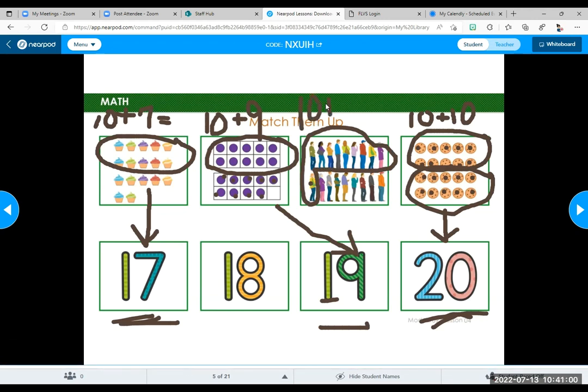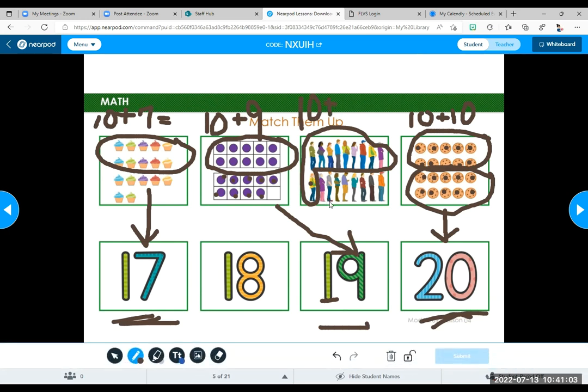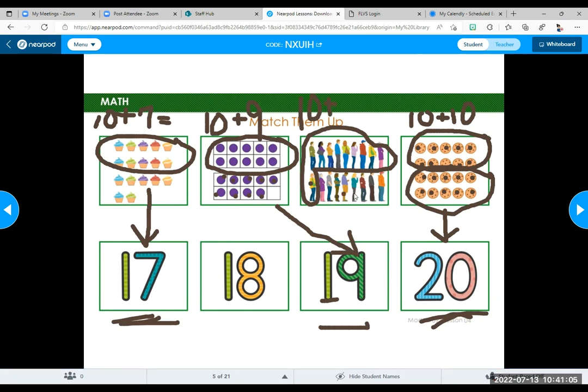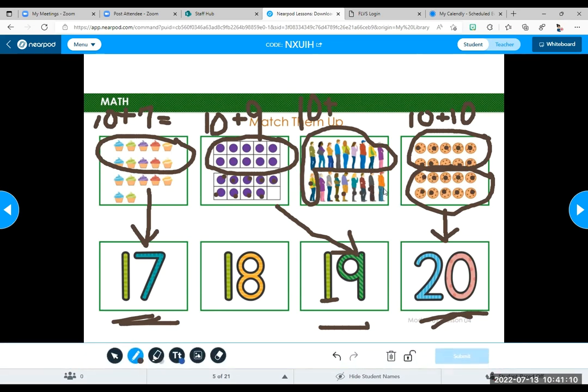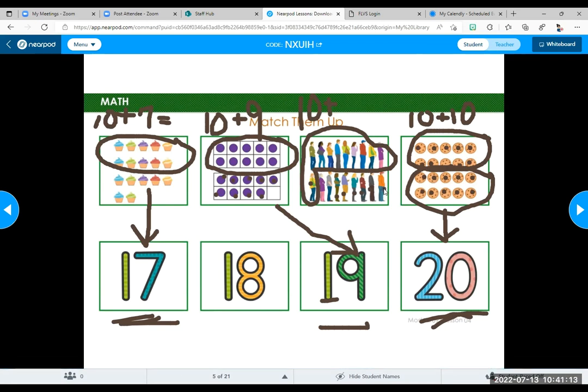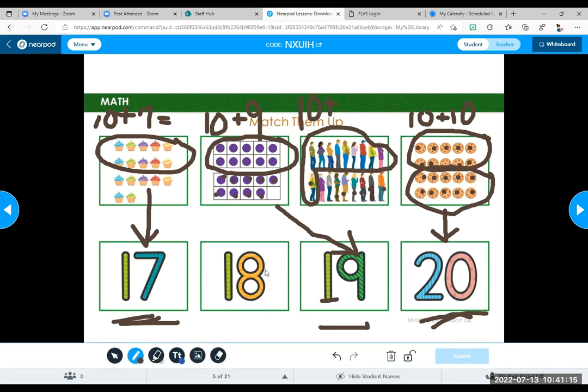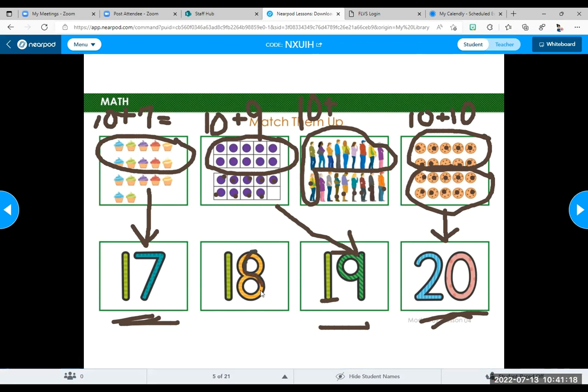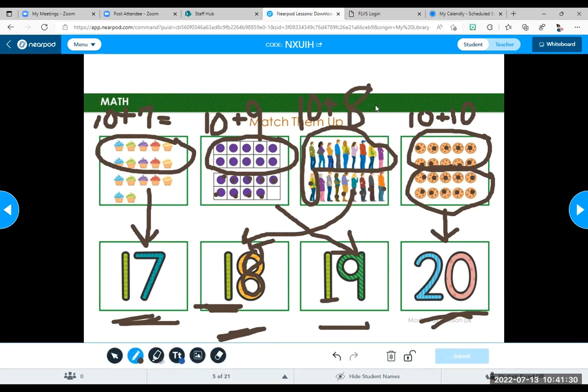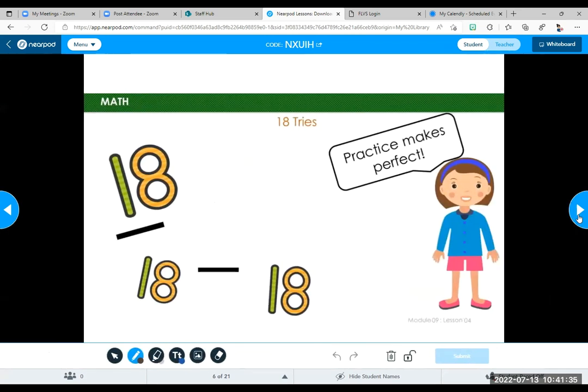So that's 10, 11, 12, 13, 14, 15, 16, 17, 18. Good work. And look, 18. Beautiful. Good job. So we found it. That is 10 plus 8, and 10 and 8 is 18. All right, we did it. Let's go on to the next part.